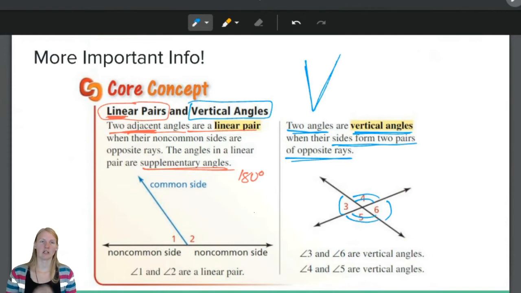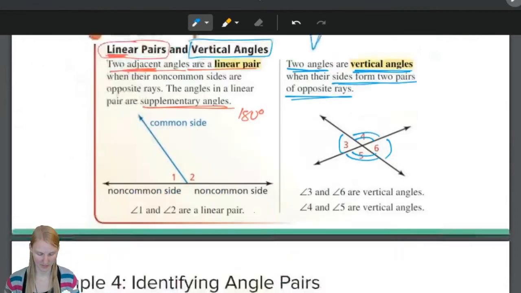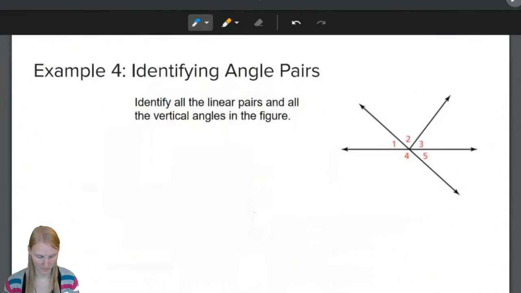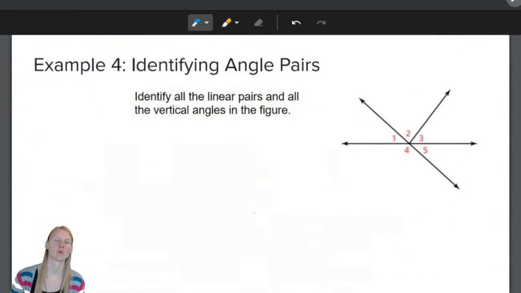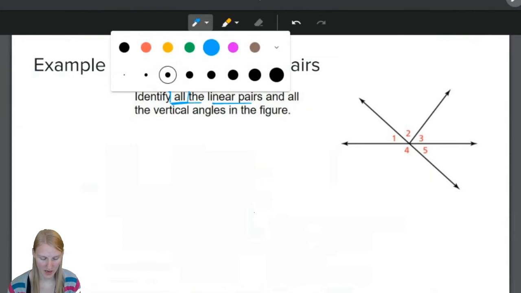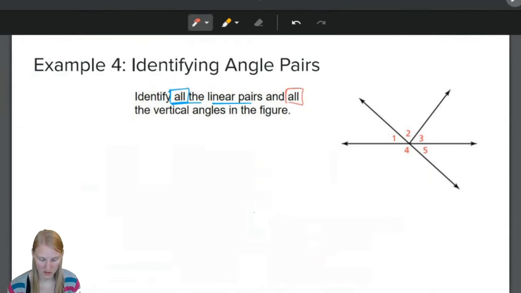Okay. If you are confused, that's okay. Let's do an example. Let's see an example of some of these things, and it might make a little more sense. So, in example 4, we are identifying angle pairs. We are identifying all the linear pairs and all the vertical angles in this picture right here, the diagram. So first, let's focus on the linear pairs.